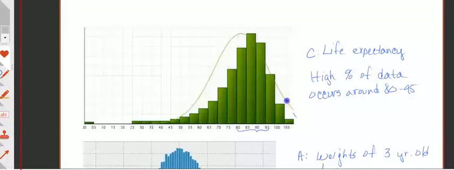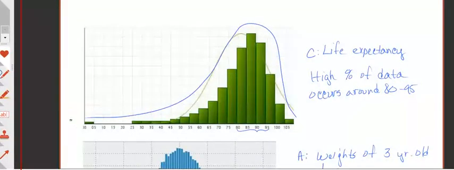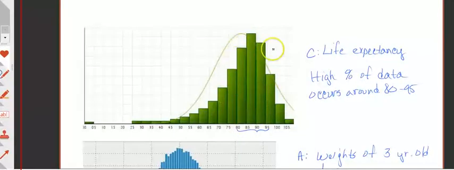Okay, so we see this bar graph. You can draw a nice smooth curve over it. Actually, that's already been done, so I'll erase my blue one. Given that smooth curve, we see a large portion of that data occurs between 80 and 95. So I would pick the life expectancy situation, life expectancy in the U.S., because there's a high percentage of the data that occurs around or between like 80 and 95. Most people live to be between 80 and 95 years old, or 80 and 90. So that peak occurs around that most common life expectancy.